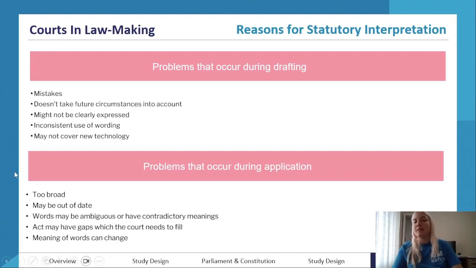So be able to give some examples. Some examples are literal mistakes. If future circumstances were not taken into account, just like the Brislin case we looked at, where it was the other-like services, they couldn't predict what future technological developments may look like.